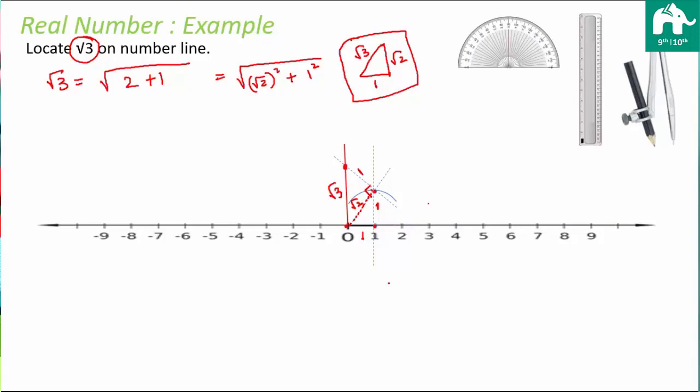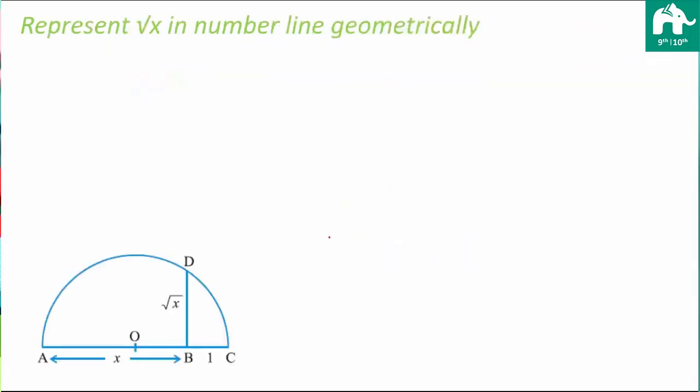In a similar way, you can try out yourself how to locate root over 5. That could be an exercise for you. Let us now see how we represent any general number root over x on a number line geometrically. With this, we will be able to represent any number in the form of root x. It could be numbers like root over 2.3, root over 7.5, root over 8, it could be anything, right?